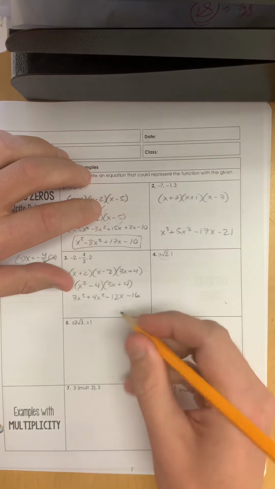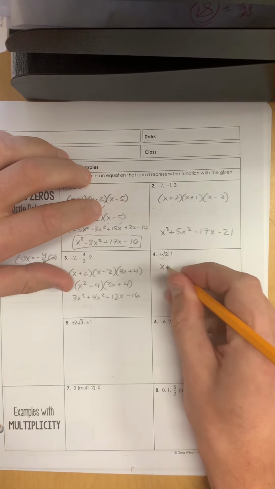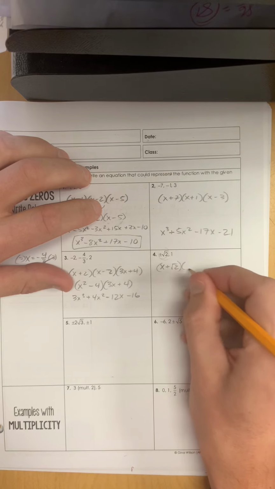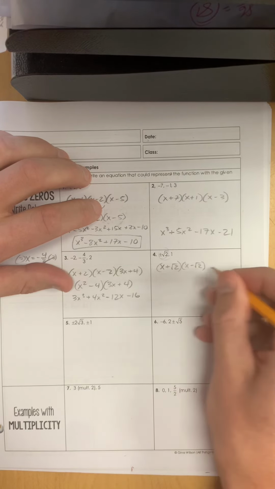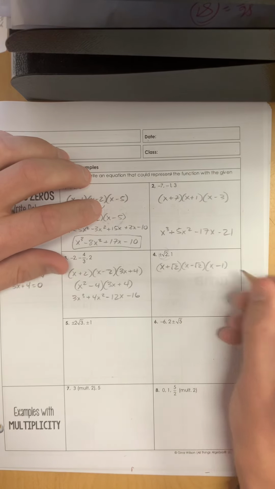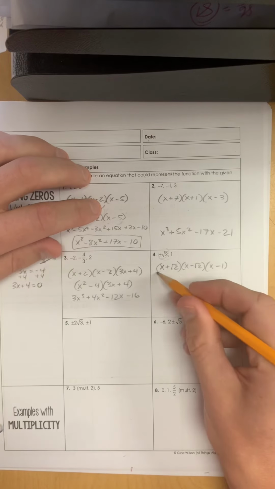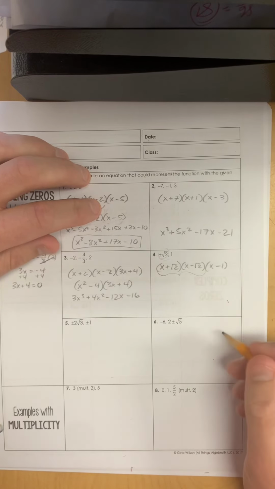We have positive square root of 2 and negative square root of 2. So that's going to be x plus square root of 2 as well as x minus square root of 2. And then we also have x minus 1. So in this scenario, you got to make sure that you multiply these guys first. Because check out what happens.